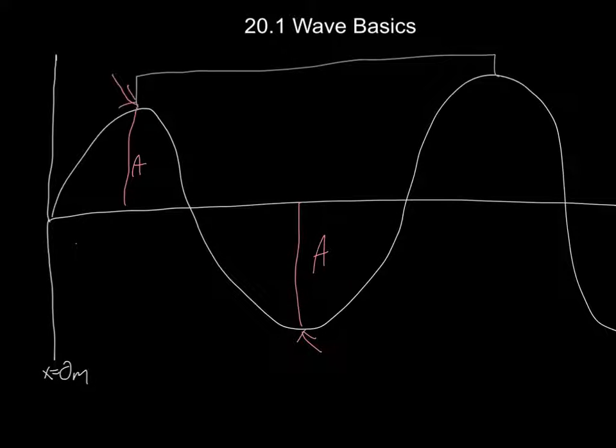You can have a positive amplitude like we have here on the left, or a negative amplitude like we have here in the middle, but this is basically going to be the maximum displacement from our equilibrium line.